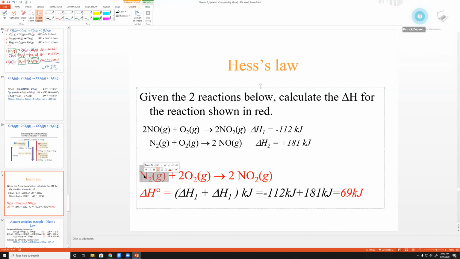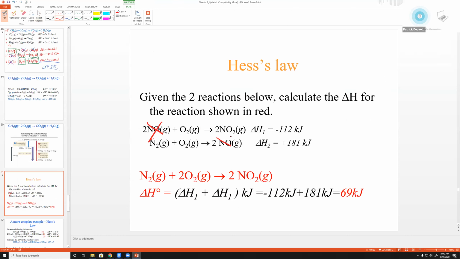So N2, there's 1 on the reactant side, here's 1 on the product side. 2 O2, 1 here, 1 here. 2 NO2 on the product, 1 right here. And then the only thing you have left that is not accounted for is 2 NO, which is 1 here and 1 here, and they're both gone.